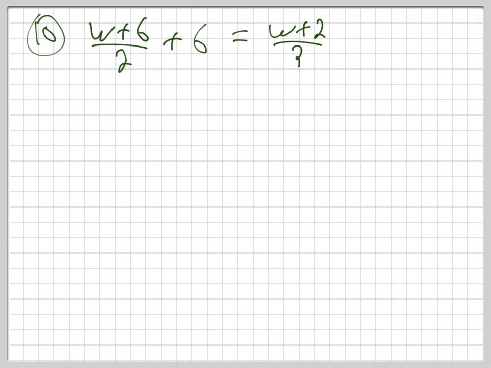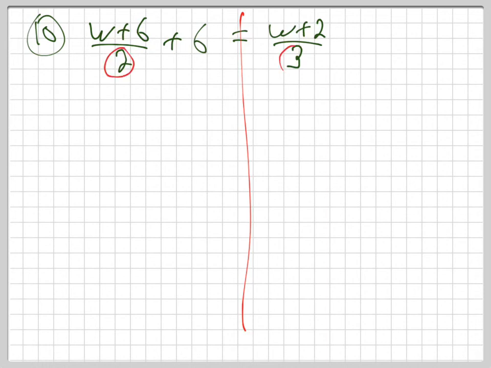Okay, I'm going to jump to number 10. I think the 8 and 9 are the same kind of problems. Nothing special about them. Let's go to 10, which is a little different. W plus 6 over 2 plus 6 equals W plus 2 over 3. Okay. So what we want to do here is solve this equation for W. So how are we going to do it?